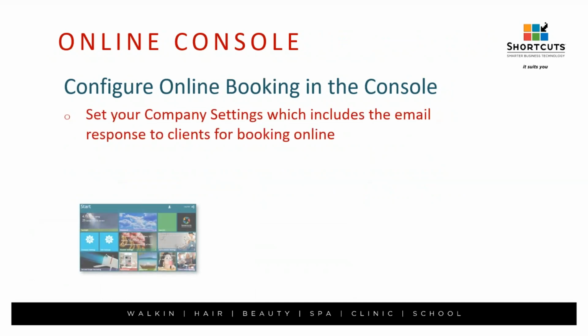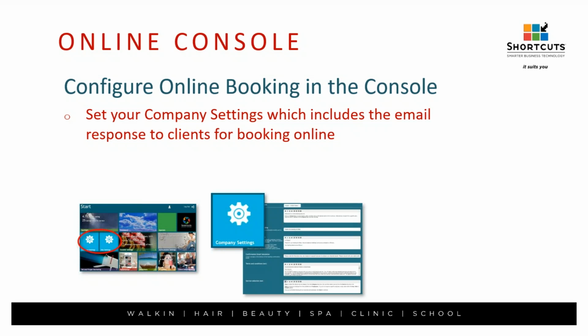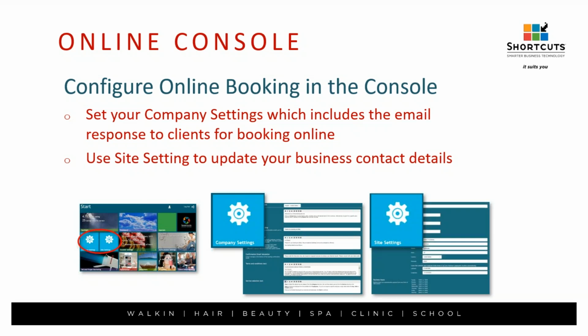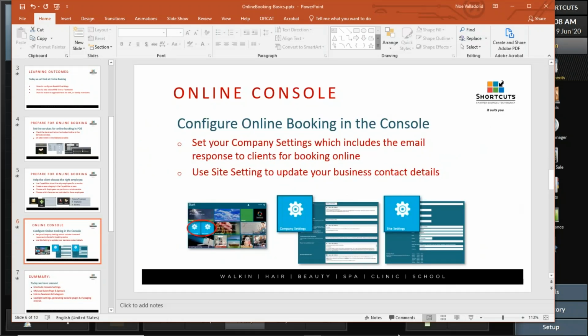So once your service menu is synchronized, once your capability list is synchronized, this is where you're going to jump into the Shortcuts Online console and configure what your options and settings are for online booking. So we're going to pause where we're at right now and go into Shortcuts to do some configuration. I'll exit out of my PowerPoint and we'll jump into Shortcuts.